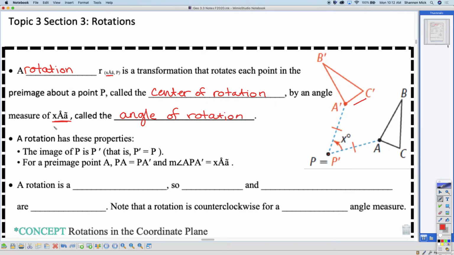So this right here is going to be an angle. It's an alpha. It's a capital A in Greek letters. It's not going to look like that.